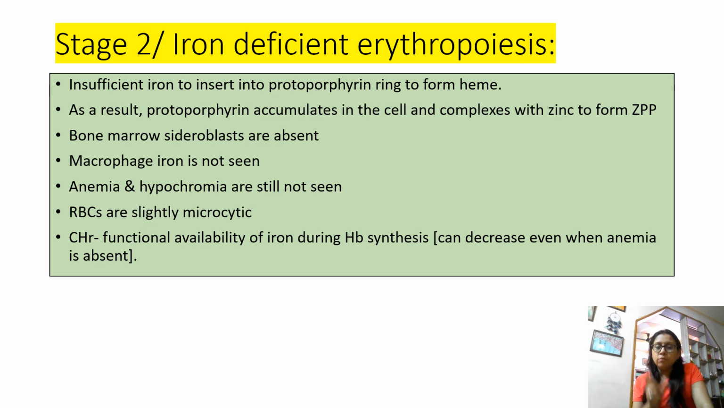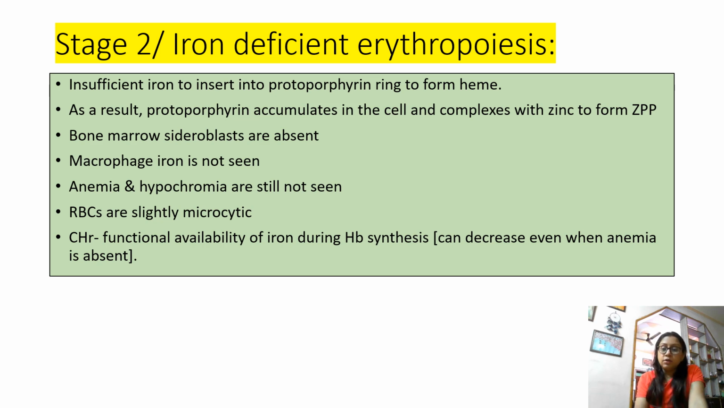Okay? Bone marrow sideroblasts are absent because storage iron has disappeared. Macrophage iron is not seen in marrow. Anemia and hypochromia are still not seen in peripheral blood. Whatever changes are occurring, they are occurring at the level of the bone marrow. But what we can see on the peripheral smear is that RBC size is slightly getting smaller, a microcytic appearance.